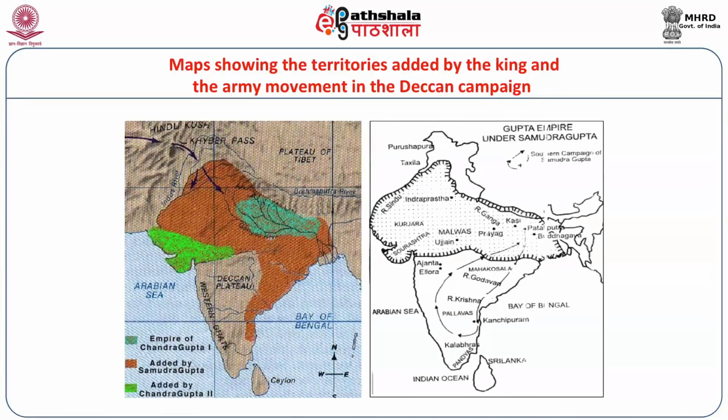These are the 2 maps which show his army movement or mobilization in the Deccan campaign, and this can be inferred from this route that the king had taken an eastern coastal route to come up to Kanchi and then return to his capital, that is Pataliputra.